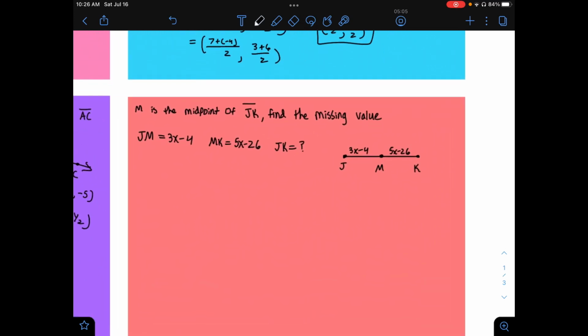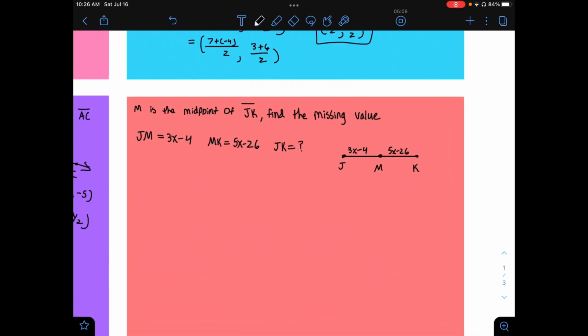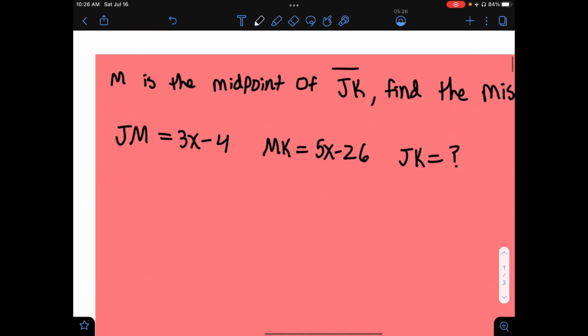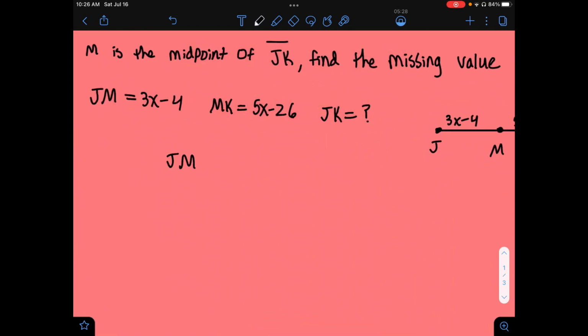So now I'm going to go over here, and it tells us that M right here is the midpoint of JK, and we're to find the missing value. So we're trying to find JK, but first we need to find what x is. Since M is the midpoint, JM and MK are equal. So we can write JM is equal to MK. So then we can set these values: 3x minus 4 is equal to 5x minus 26, because these are the values they give us.